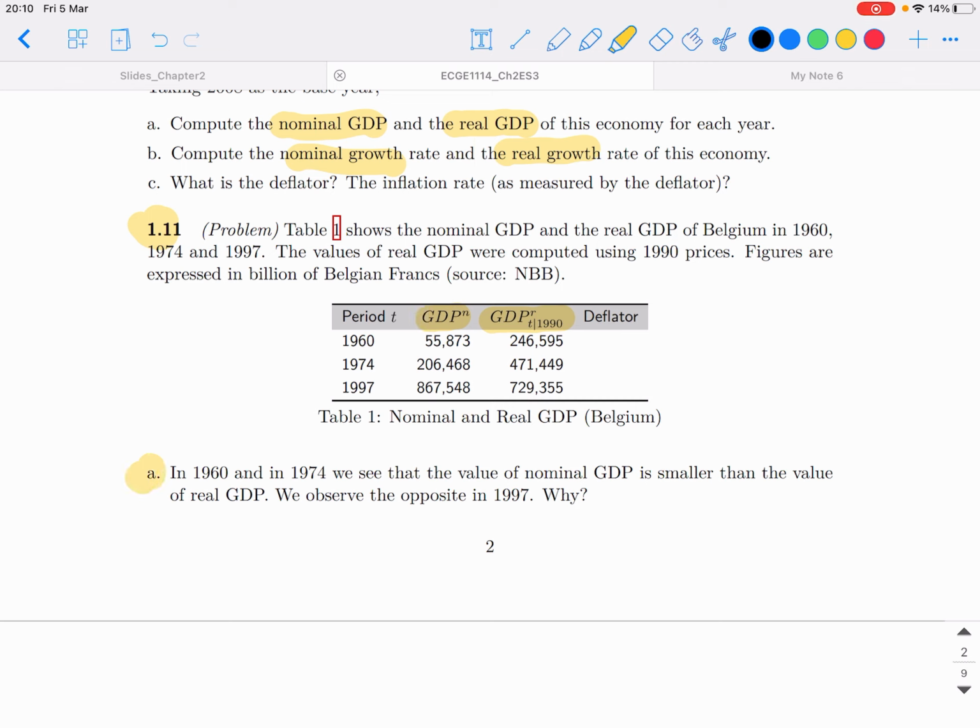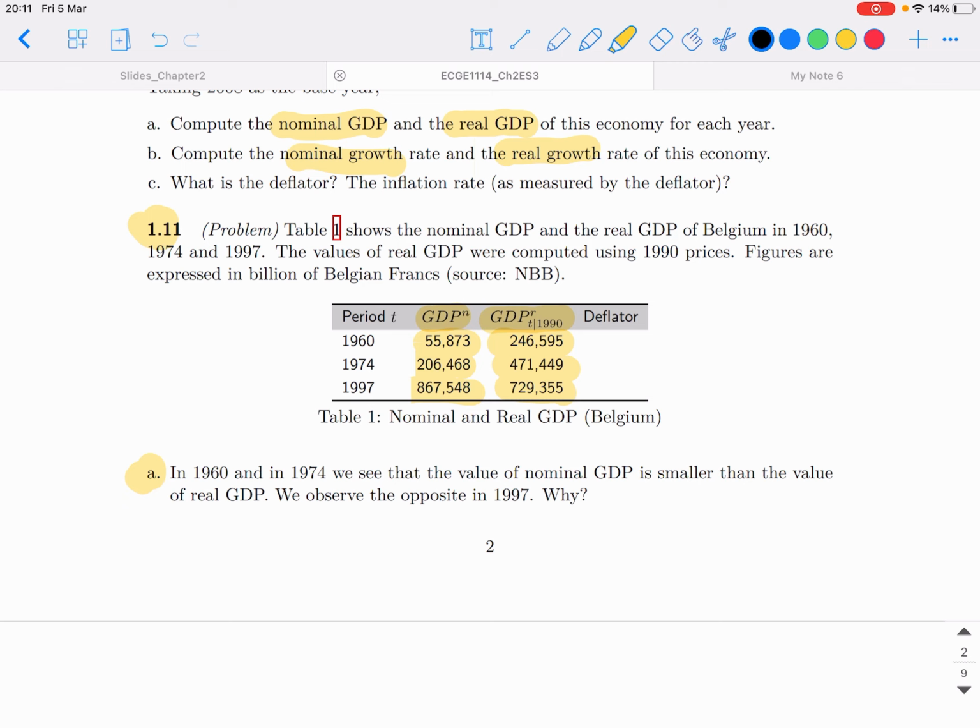We see here that in 1960 and in 1974, the value of nominal GDP is smaller than the value of the real GDP. So the numbers that we see on the left are smaller than the numbers that we see on the right. But we observe exactly the opposite in 1997. Here the number on the right, the real GDP, is smaller than the nominal GDP. So just the opposite. And then the question is why?